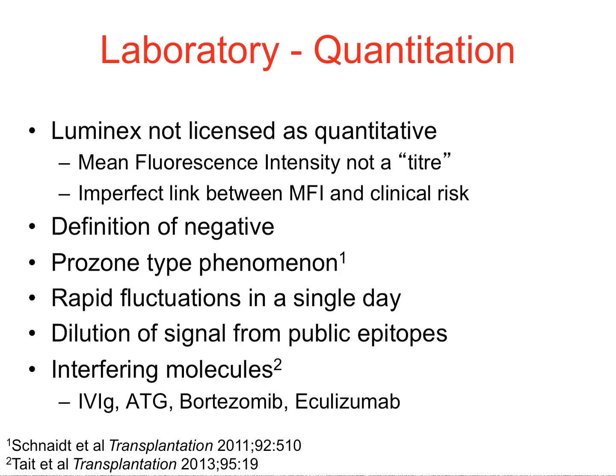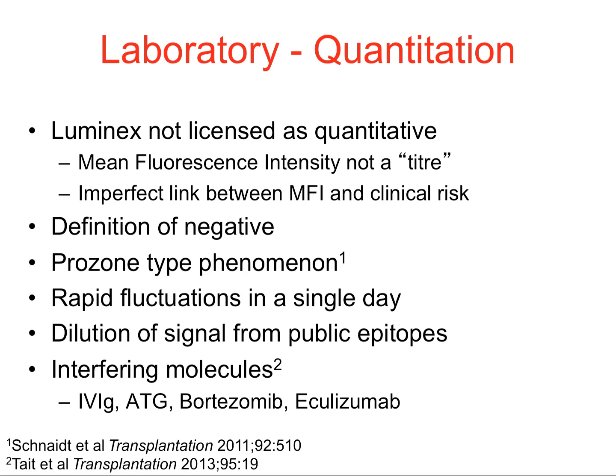Now we tend to think of the mean fluorescent intensity as being an antibody quantitation measure, but in fact they're not licensed as a quantitative test. And there is a link between the titer of the antibodies and the MFI, but it's not a perfect one. I've talked about the definition of negative. Prozone describes a phenomenon whereby when you have very high levels of antibody, you actually get an increase in the MFI as you dilute the sample.